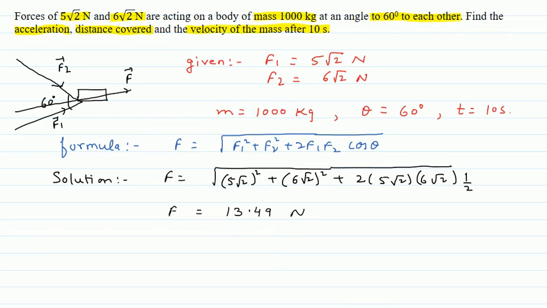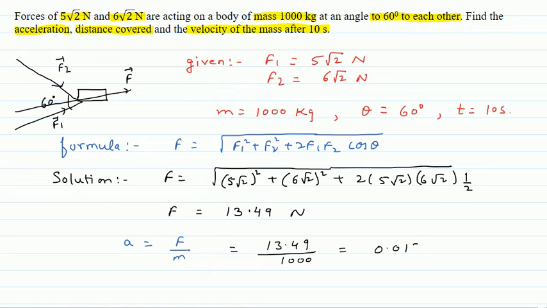Now we have to first of all find out the acceleration. Acceleration is equal to force upon mass. So that will give us force 13.49 upon mass 1000 kg. On solving this we get acceleration is 0.01349 meter per second square.